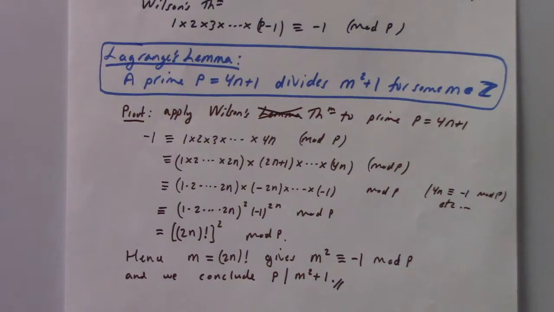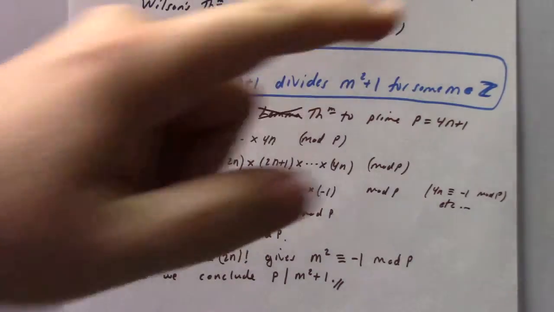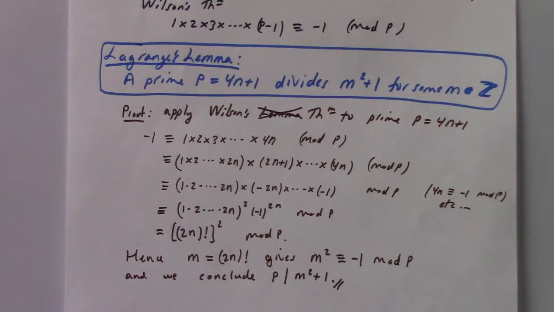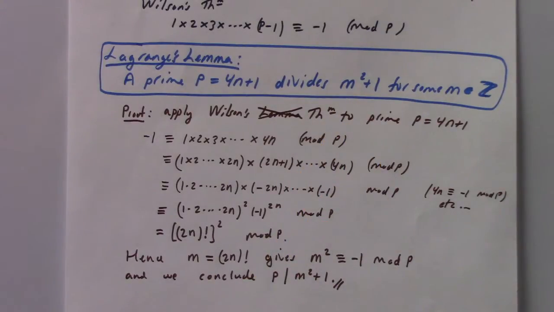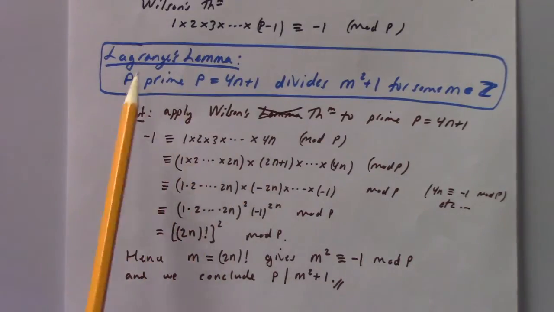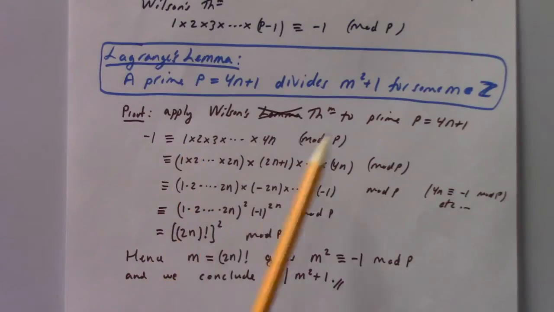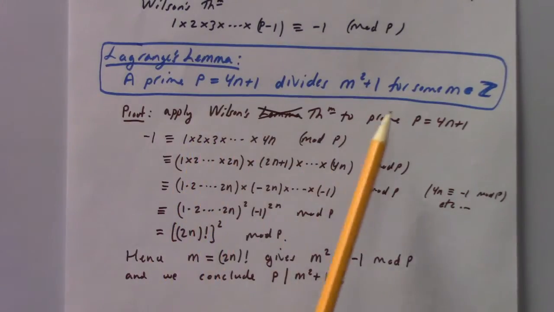So let's go on. Lagrange's lemma. A prime p equals 4n plus 1 divides m squared plus 1 for some m in the integers. So, finally, we get to use Wilson's theorem. I know you didn't get to use it on the test, but look, it's come back. So don't feel bad. That studying wasn't for nothing, you're using it now.